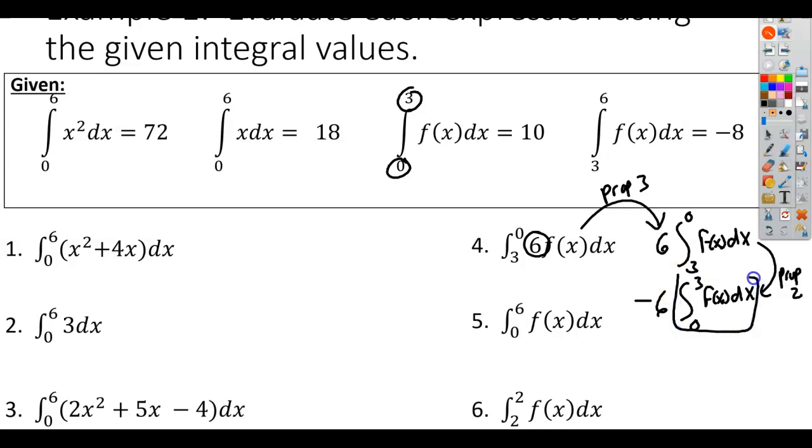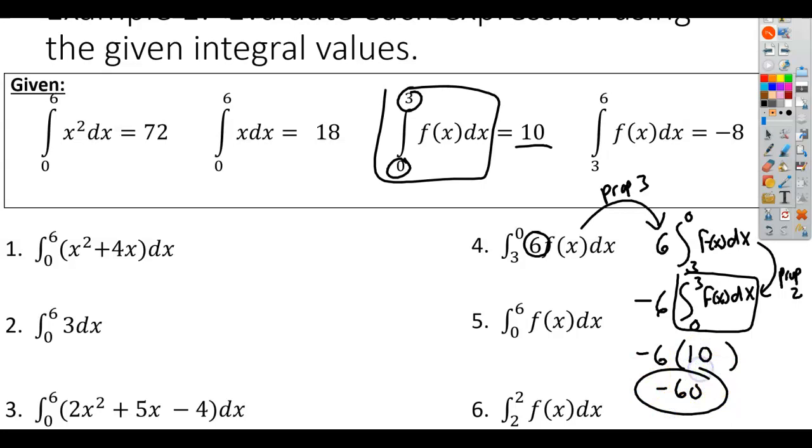Now I've got this looking exactly like this. And now that they look exactly the same, I can replace it with what it equals, 10. So I can replace that with 10, and I end up with negative 60 as a result. So I applied property 3 to take the constant out, and then I applied property 2 to flip the limits around, and then we calculated the area from there.